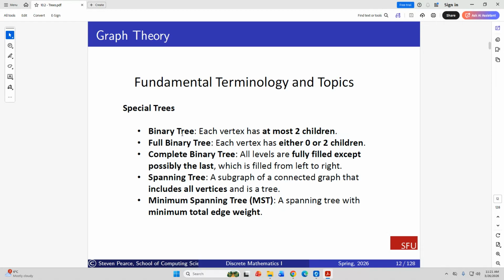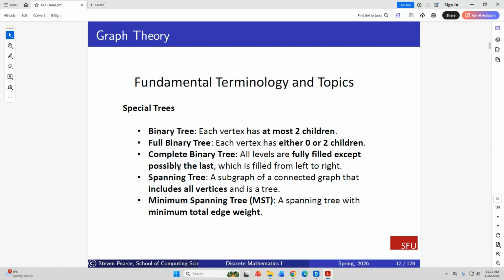Now, special trees. Binary tree, it has a branching factor of 2 forever if it's a full binary tree. Just a binary tree means the maximum number of edges coming out of a node is 2, but it doesn't have to be 2. It can be 1 or 0. So a full binary tree is one where each vertex has either 0 or 2 children. So obviously that's a leaf. A leaf has 0 children. Maximum of 2 because it's binary.